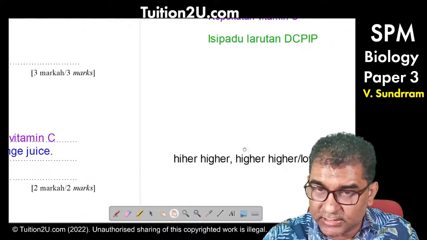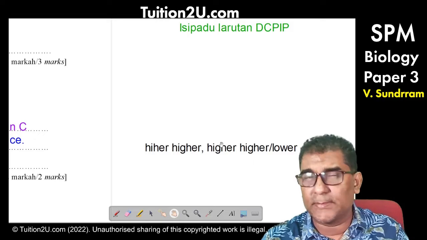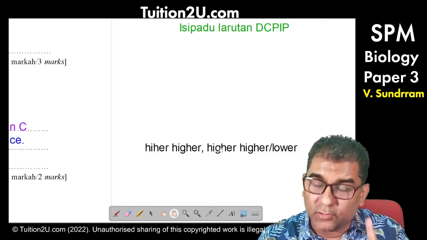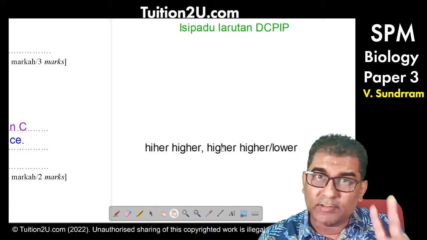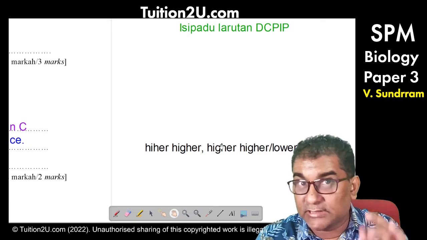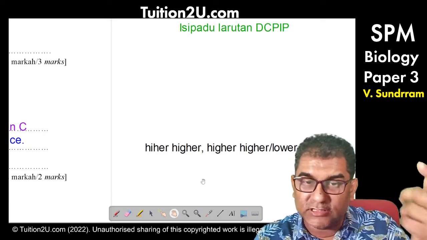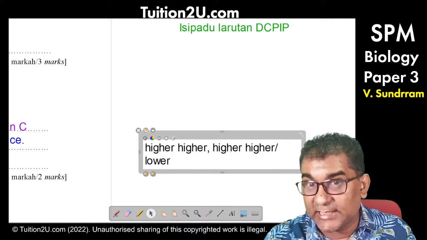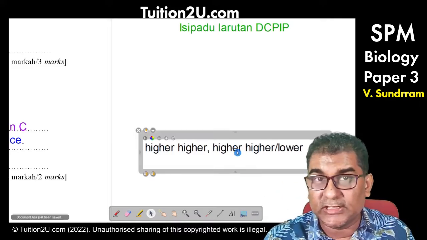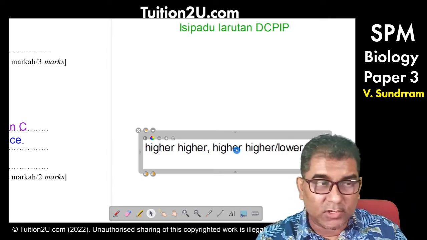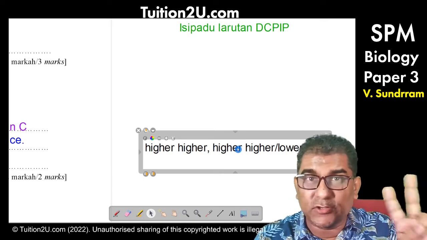I wrote it here, I think. So it's higher, higher or higher, lower. That is the normal method. But this higher, higher, higher, lower, you can only use it if you have more than 2 data. You need to have a minimum of 3 data. Only then can you use this combination. The problem with this experiment is we have only 2 data. Orange juice, fruit juice. Because we only have orange juice, we have only 2 data.